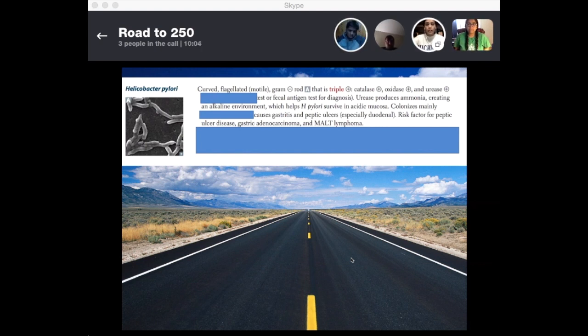So H. pylori has this triple effect in terms of its characteristics, being that it's catalase positive. What is catalase positive characteristic of, and what type of patients are you really concerned about? Chronic granulomatous disease. Yeah, exactly. With chronic granulomatous disease, they have recurrent infections. So one of these infections could be H. pylori, as it's catalase positive.